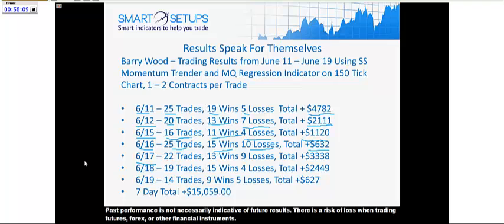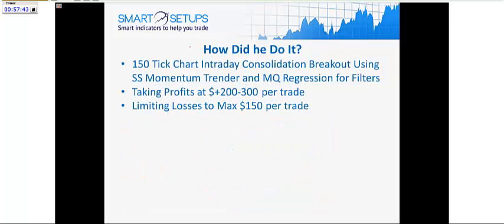617, 22 trades, 13 wins, 9 losses, total plus 3338. 618, 19 trades, 15 wins, 4 losses, total plus 2449. 619, 14 trades, 9 wins, 5 losses, plus 627. 7-day total up 15,059. Now the markets he was trading: the Russell, he was trading crude oil, he was trading RBOB, and he was trading soybeans.